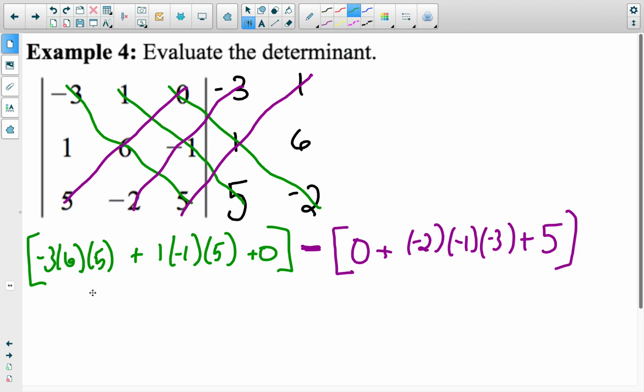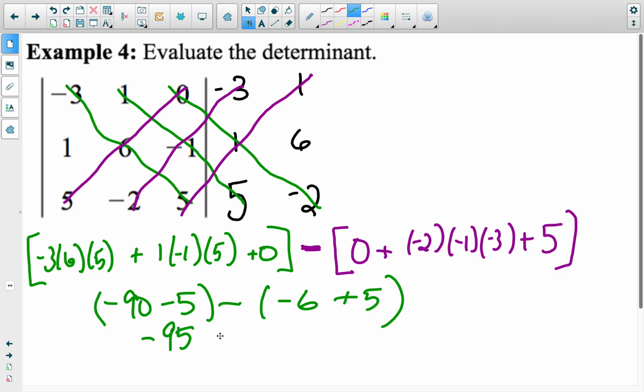Remember, determinants are numbers. So here, let's see, this will give us negative 90 plus negative 5. Plus 0 is just, that goes away. And then minus, I'm going to keep this in parentheses, 0. This is going to give us a negative 6 plus 5. All right, and then once we're very careful with this, we see negative 95 minus negative 1, meaning that our determinant is negative 94. And that's it.